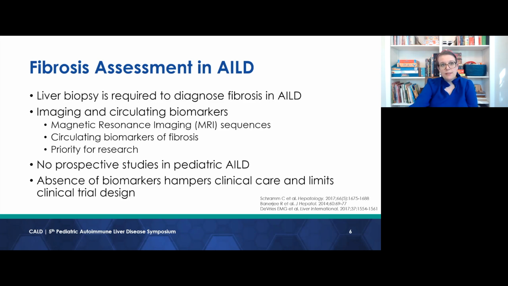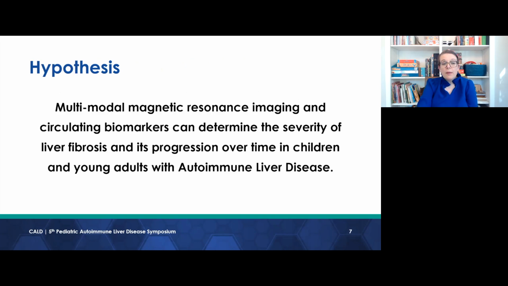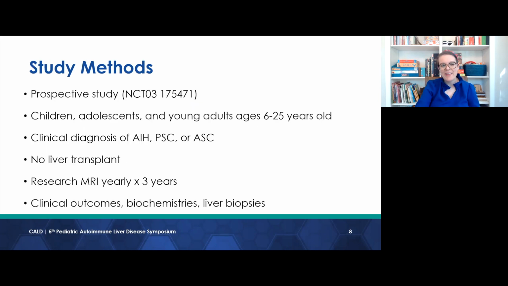There currently are new prospective studies looking at this in pediatric autoimmune liver disease, and we think that the fact that we don't have a way of looking at these biomarkers less invasively hampers clinical care, as well as the ability to design clinical trials for medication and therapy options for kids with autoimmune hepatitis and PSC. So the hypothesis of the study is that multimodal magnetic resonance imaging and circulating biomarkers can determine the severity of liver fibrosis and its progression over time in children and young adults with autoimmune liver disease.